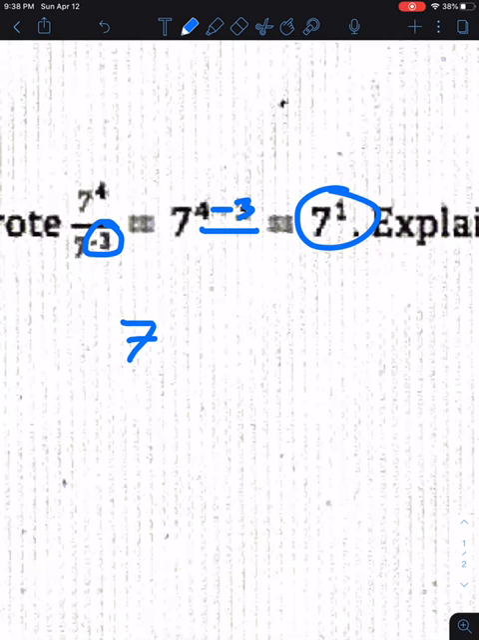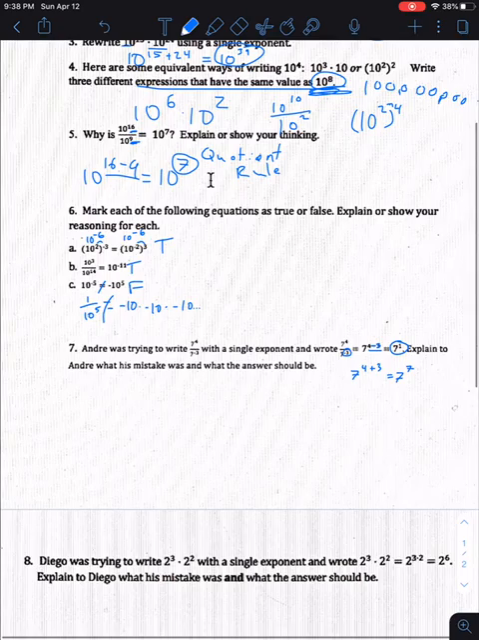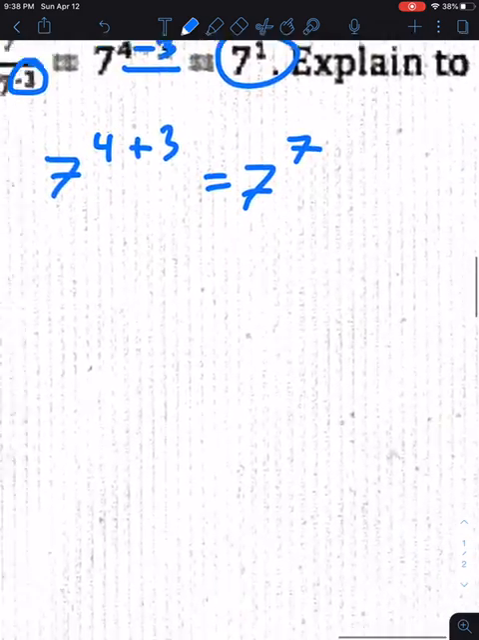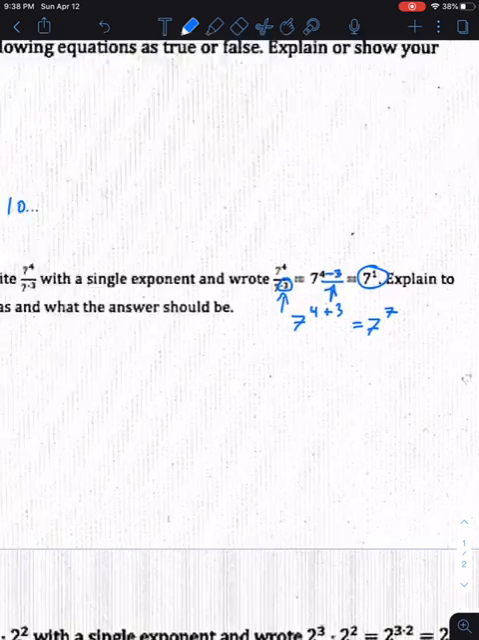So really what he should have done is 7 to the 4 minus negative 3. If he subtracted that negative number, he would have gotten 7 to the 7th, right? Because this is the same as adding. So that's what he did wrong there, okay? So if you had that explanation, that he forgot to include the negative from this exponent in this part of the problem, that would work.